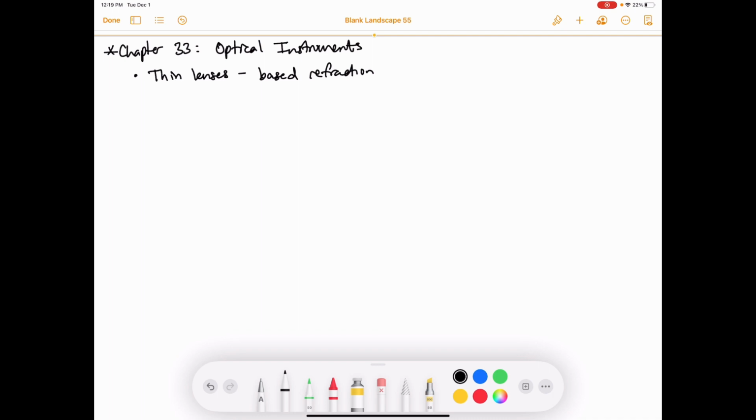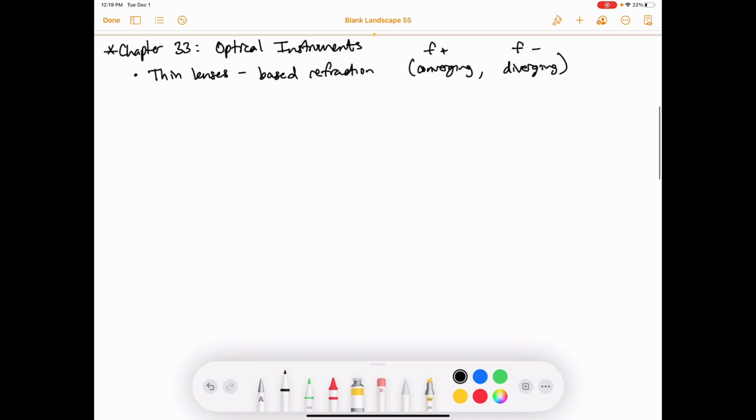So there are two basic types of lenses. We have converging and diverging lenses. And the difference between these is in the sign of the focal length that we use, at least in terms of our equations. F is positive for a converging lens and negative for a diverging lens.